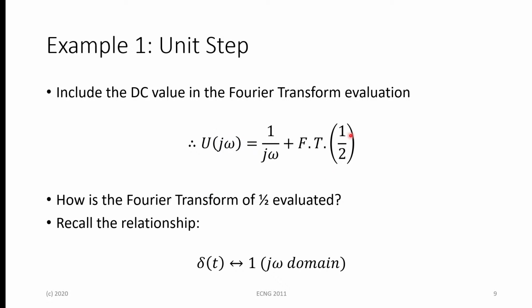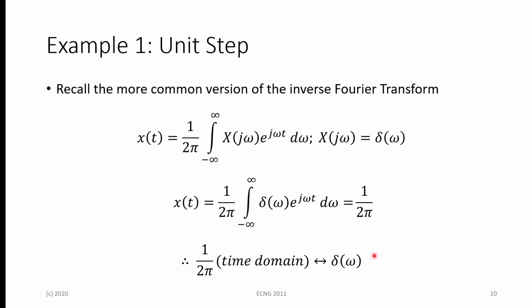Because we have this constant here for the Fourier transform DC value that we need to evaluate, we need to record the relationship of the impulse, sorry, the unit impulse here, with respect to the j omega domain. So when we translate delta t here, this maps to 1 in the j omega domain. And in some cases, it can also map to 1 on 2 pi because of that 2 pi component when we apply it to the Fourier transform.